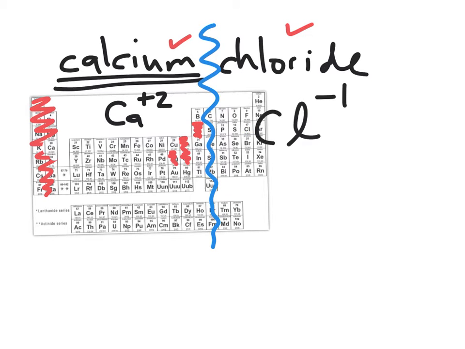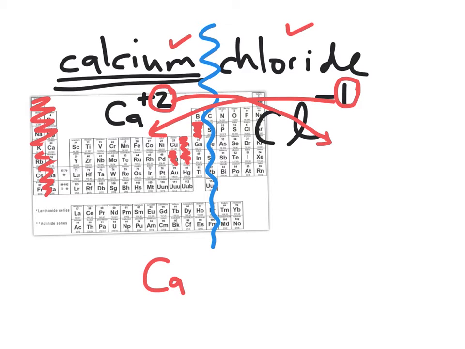Now, once we know that information, the next thing we're going to do is actually circle these numbers, not the charges, just the numbers themselves, and then we're going to cross them over and make them subscripts. So Ca, and we're actually not going to write the 1. Those are pretty much the only subscripts that you don't write, are just the 1. And the Cl is going to have a subscript of 2. So calcium chloride is CaCl2.